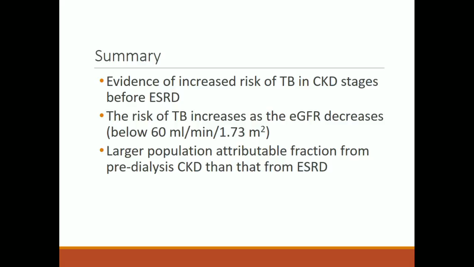We found some evidence of increased risk of TB in CKD stages before end-stage renal disease. And it seems that the risk of TB increases as the eGFR decreases, starting from the level of 60. And if the observation in our study is causal, then we'll see that there is a larger population attributable fraction from the pre-dialysis CKD than the contribution from the end-stage renal disease. Thank you.